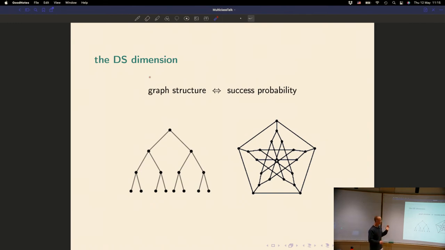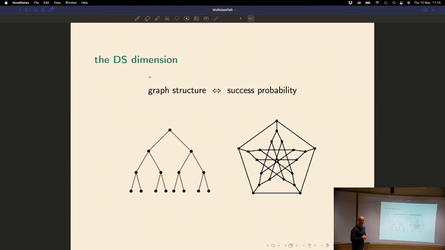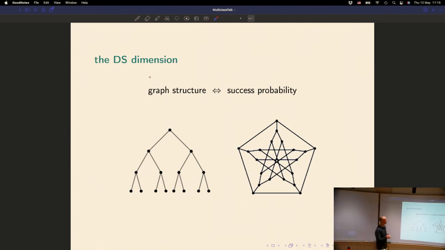This is intuition. So somehow the DS dimension here is full. The DS dimension here is not full. Okay, this is what the DS dimension does. It measures, is the graph three regular or not?